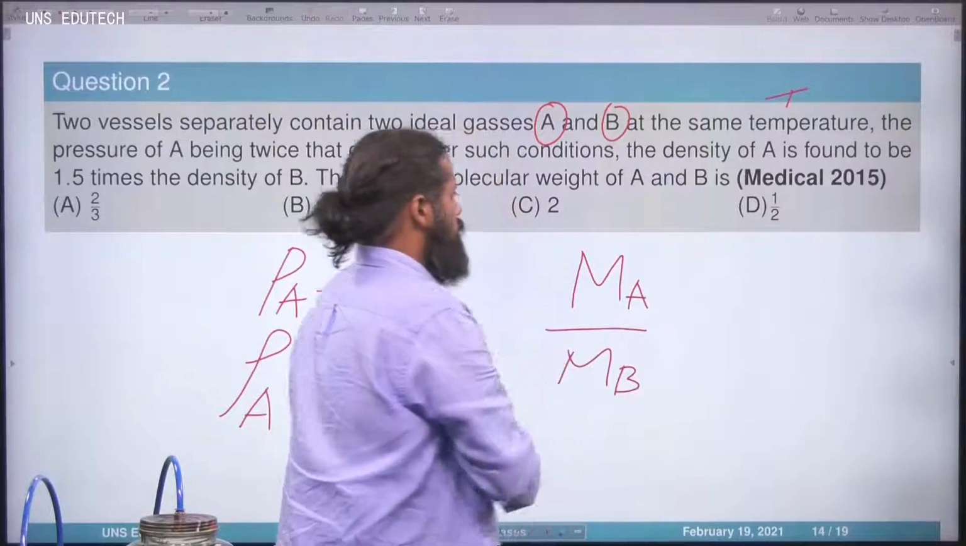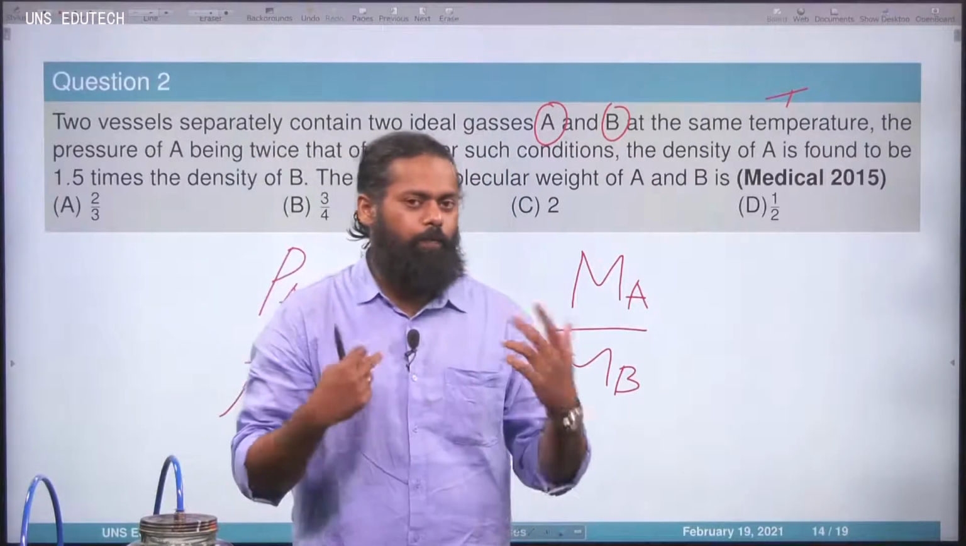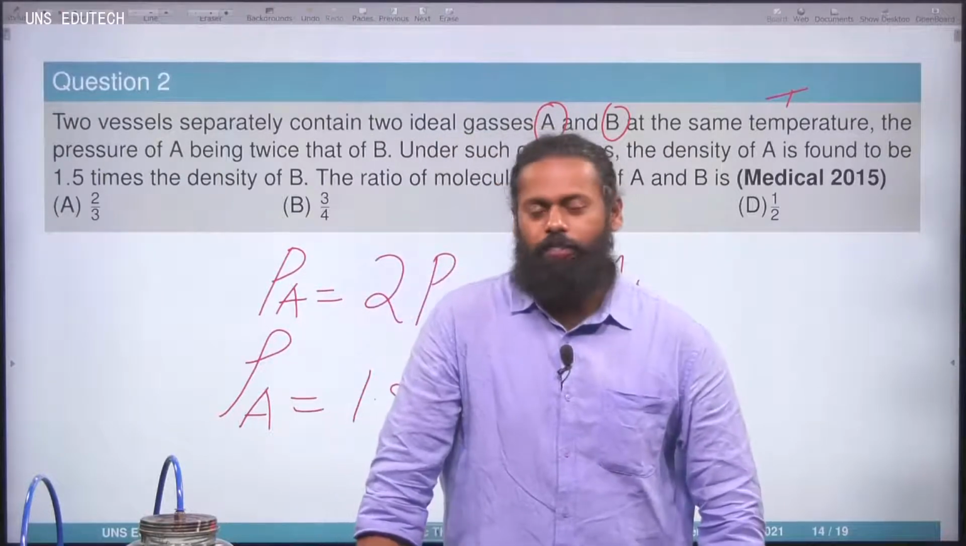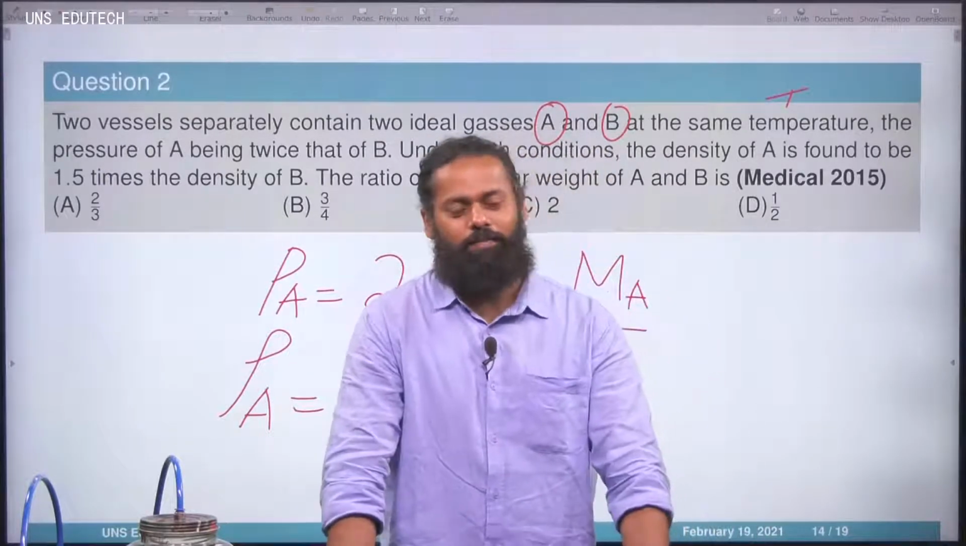What is the answer? All of you try, and try to post your answer as quickly as possible. I'll give you 2 minutes. Let us do that. Okay, please do and come back.